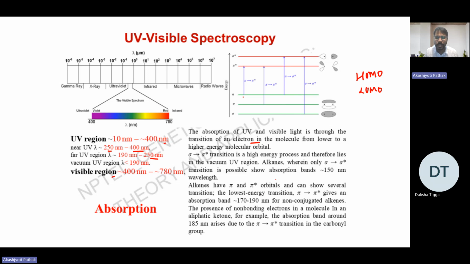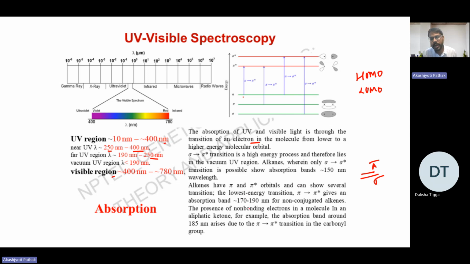So alkenes, they are conjugated, right? They are having double bonds. So one is a pi bond and another is a sigma bond. Because of this, it can show different transitions. It can show transition from pi to pi star orbital. The lowest energy transfer is this pi to pi star, that will give an absorption band of 170 to 190 for non-conjugated alkenes.